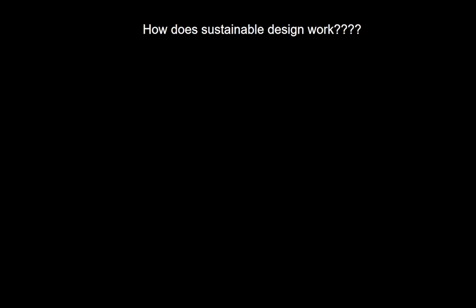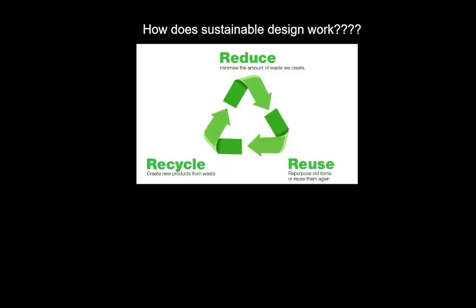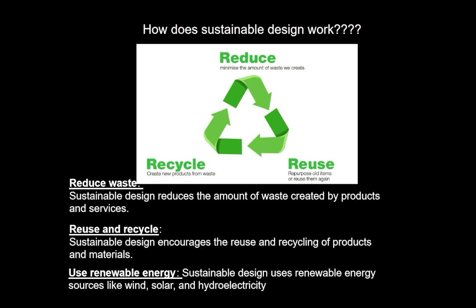So how does sustainable design work? We have the 3 R's as the basic principle to be followed for sustainable design: reduce, reuse, and recycle. Reduce waste: sustainable design reduces the amount of waste created by products and services. Reuse and recycle: sustainable design encourages the reuse and recycling of products and materials. Use of renewable energy: sustainable design uses renewable energy sources like wind, solar, and hydroelectricity.